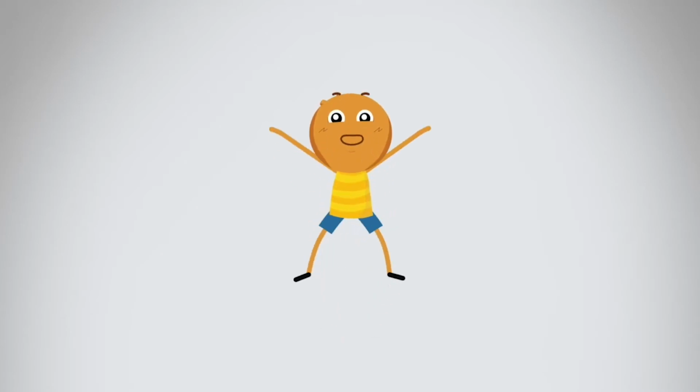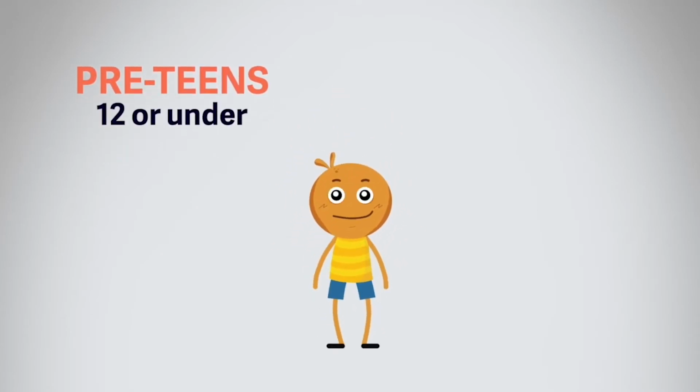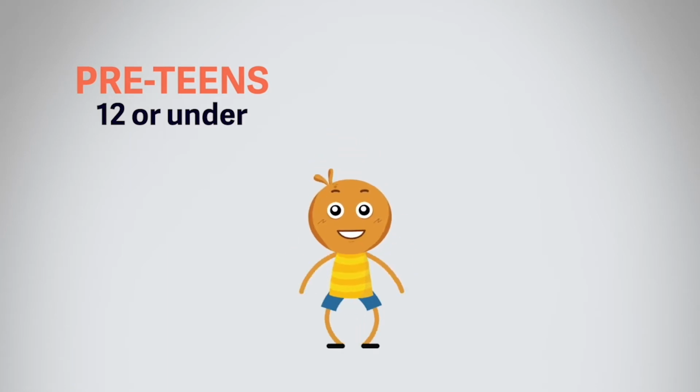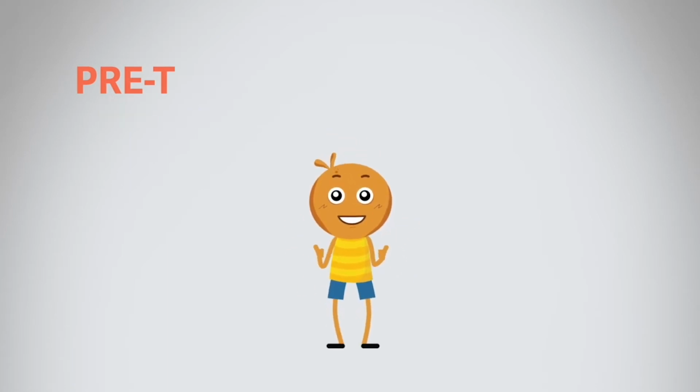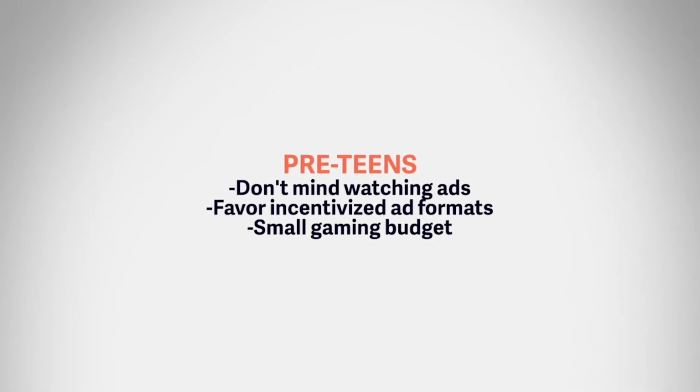The first group is the preteens group, a player base that we typically define as 12 or under. Typically, the preteens audience don't mind watching ads inside of a game, especially if it's an incentivized ad format which allows them to get some kind of in-game reward out of the ad experience. From an IAP monetization perspective though, preteen player audiences tend to have a low threshold or gaming budget that they're able to spend consistently on games.